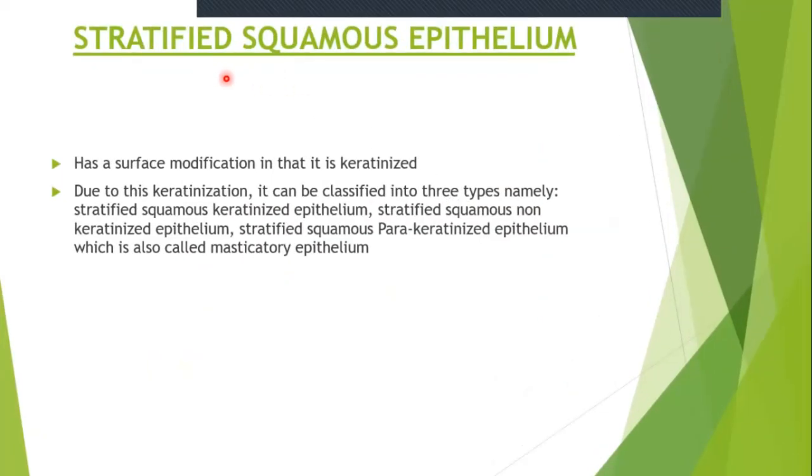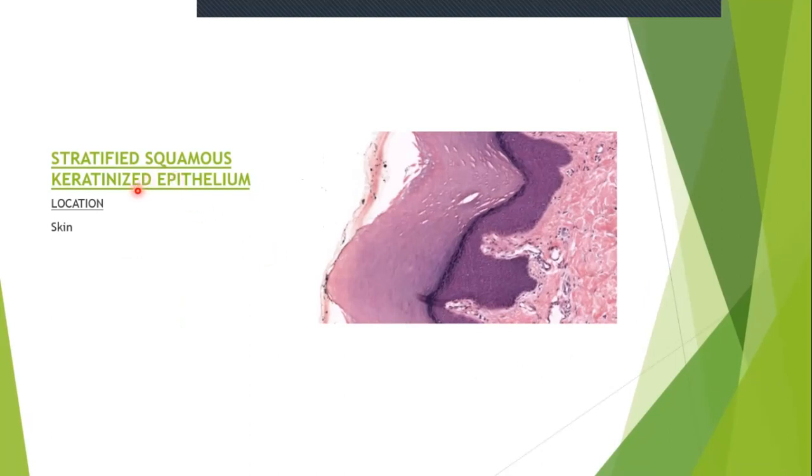So let's go to stratified squamous, and this requires some special attention. When you talk about stratified squamous, it has a surface modification in that it is keratinized. It has keratin deposition. So due to this keratinization, it might be classified into three types, namely stratified squamous keratinized, stratified squamous non-keratinized, or stratified squamous parakeratinized epithelium, which is also known as masticatory epithelium. Let's look at each and every type. Let's start with stratified squamous keratinized epithelium.